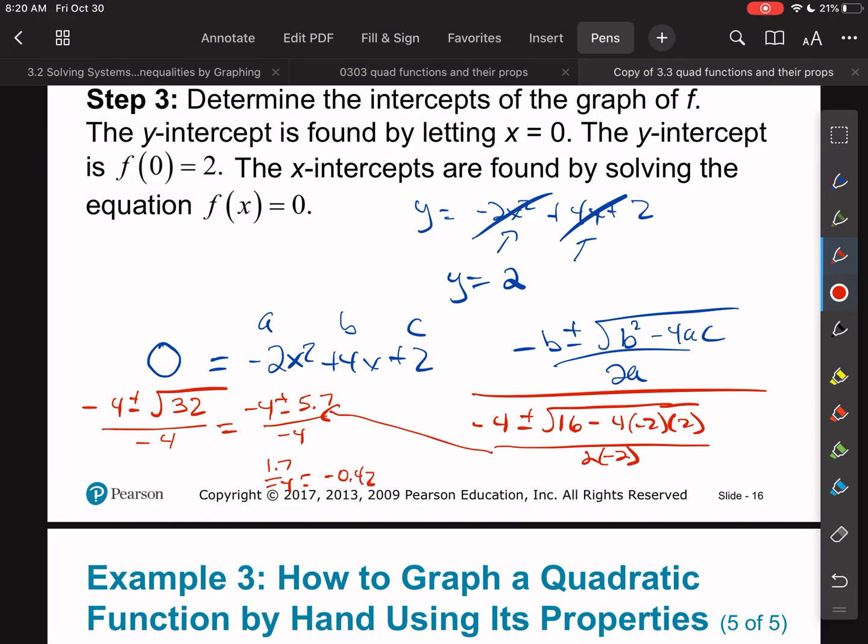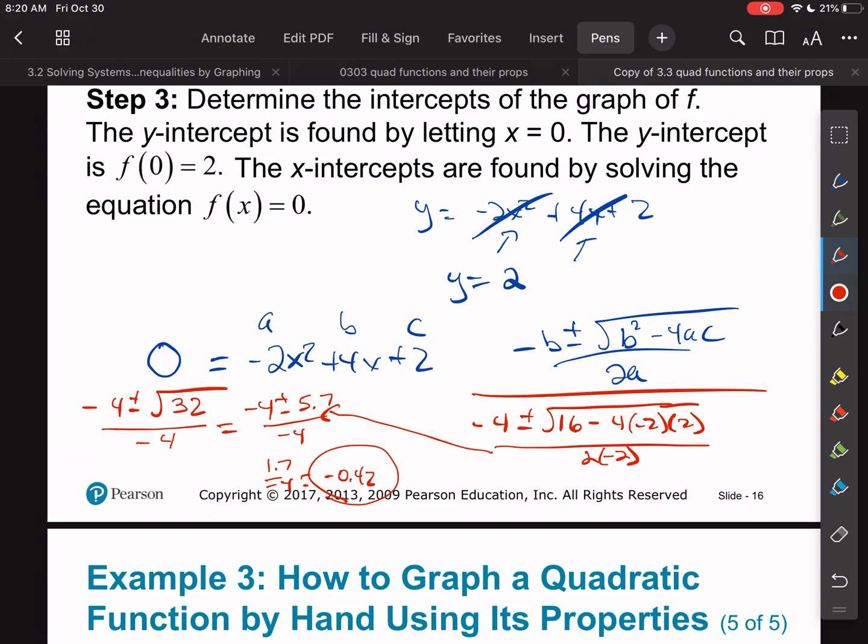If they are particular about rounding here, you're going to want to keep the numbers in your calculator so that there's no rounding error. If you did that, I think you would get negative 0.41. And then for the other one, negative 4 minus 5.7.